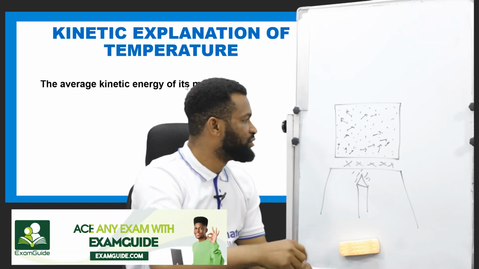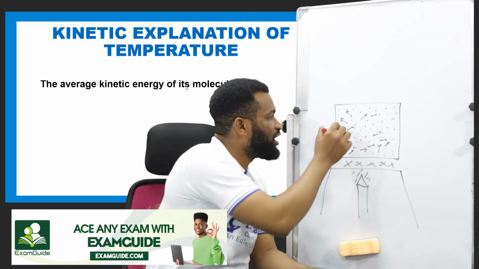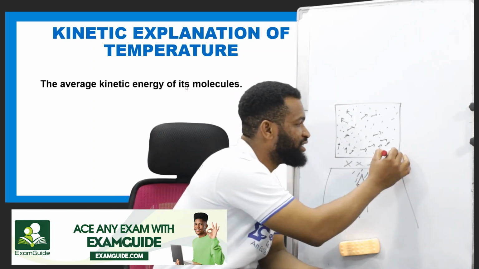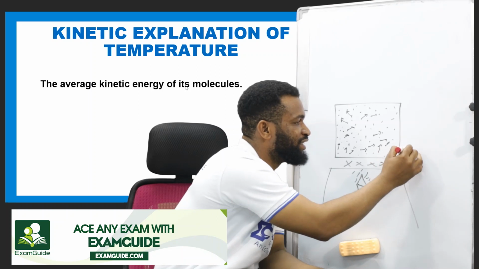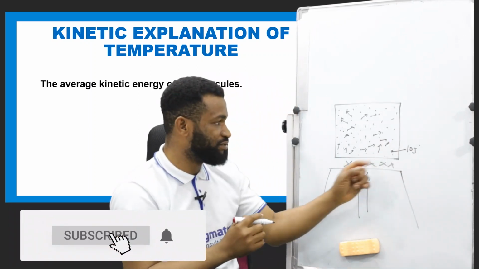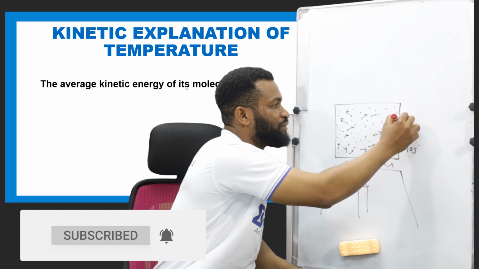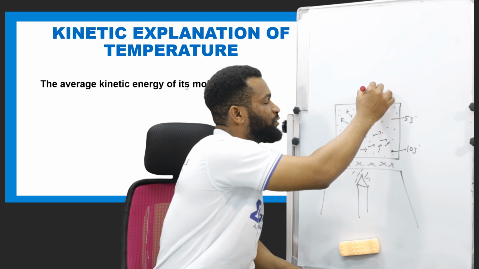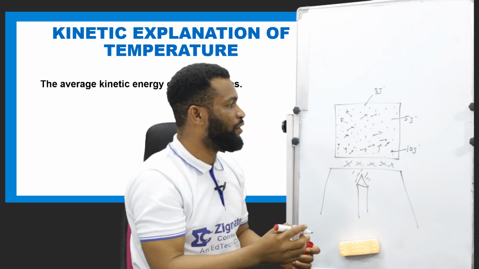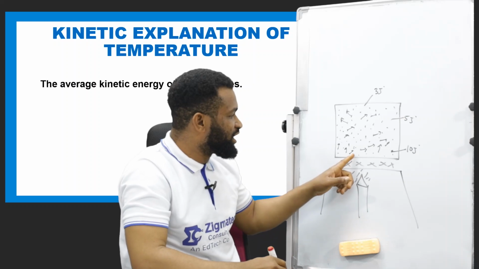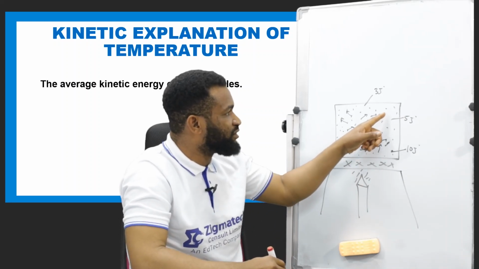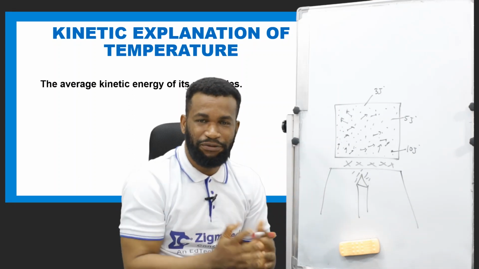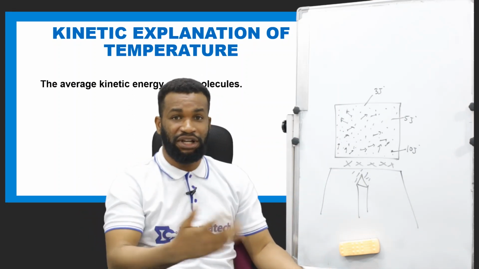Now, each of these molecules will have its own energy. Let's assume that the energy of one of these molecules is, let's say, 10 joules, the ones here could be, let's say, 5 joules, and the one here could be, let's say, 3 joules of kinetic energy. So the kinetic energy of each of these molecules inside here, when you add all of them together, for example, you just want to take the average. You know what I mean by average?